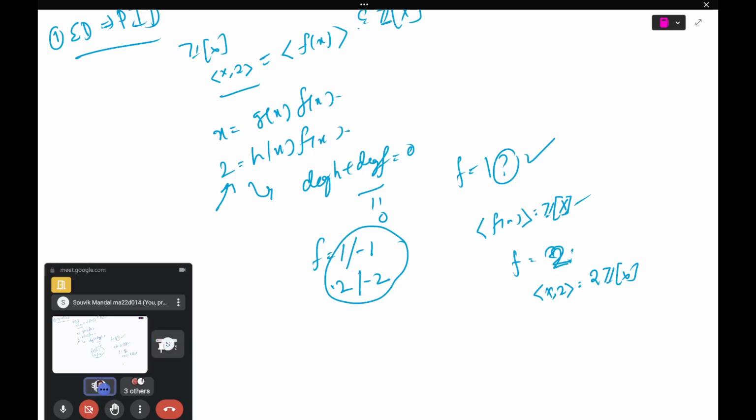The coefficient of x is 1, which is not even, right? So that's why the ideal generated by x comma 2 cannot be generated by a single element. That's why Z[x] is not a PID, and that's why Z[x] is not an ED. Okay, understand?